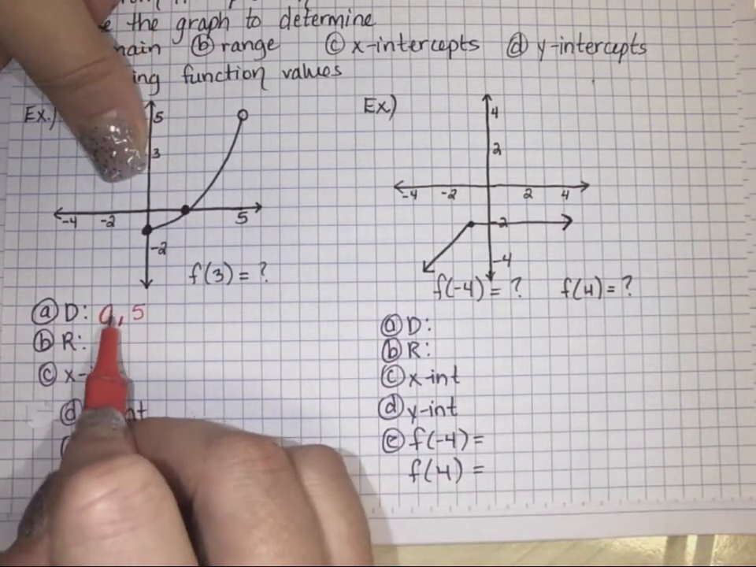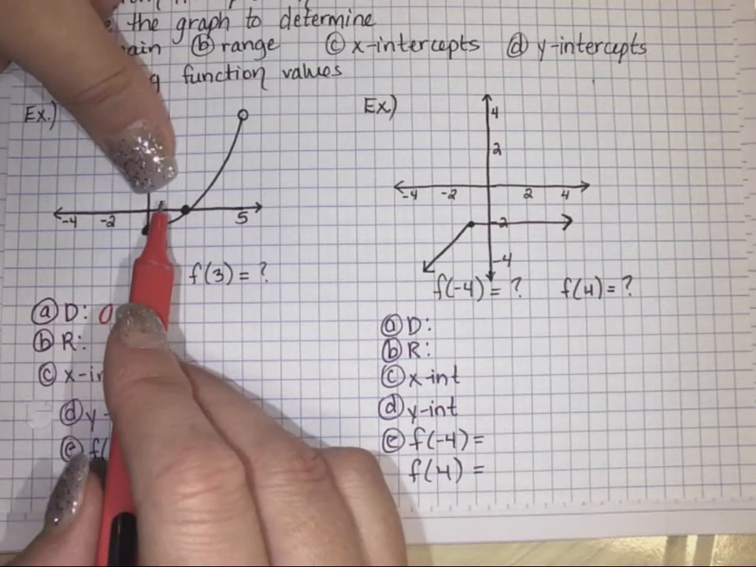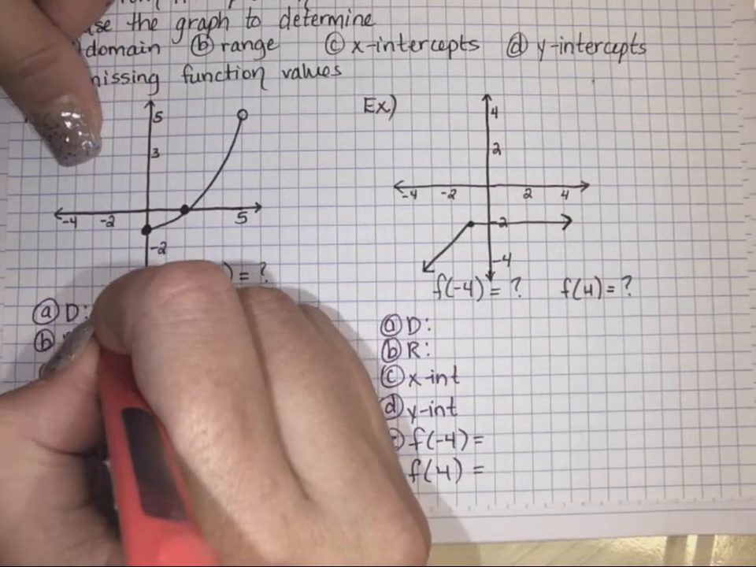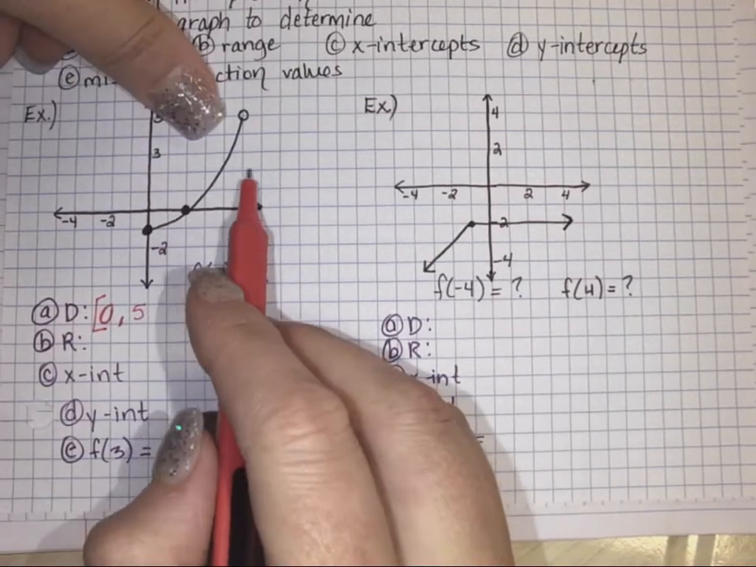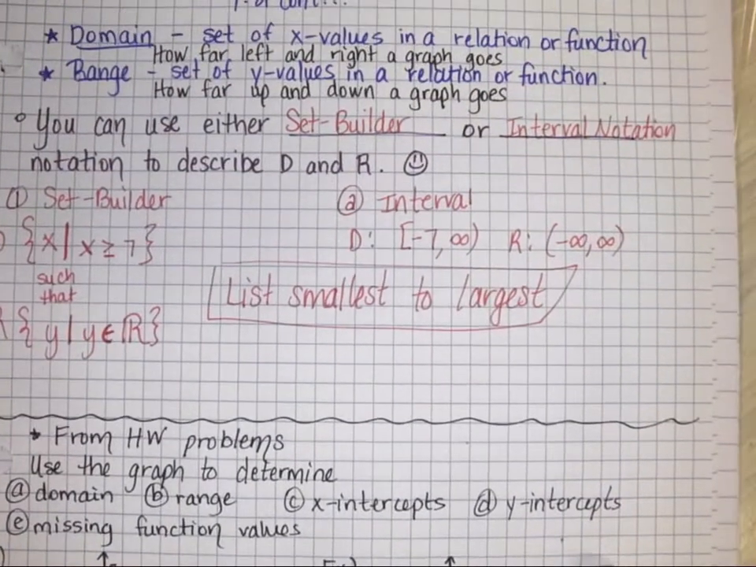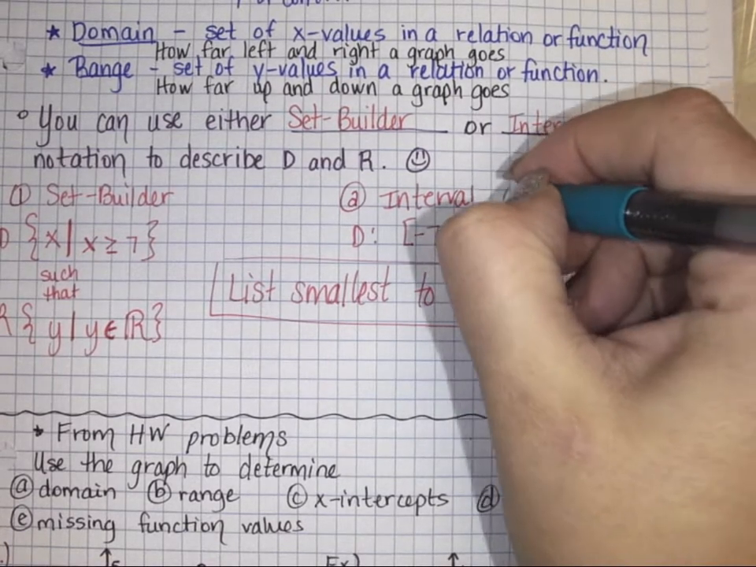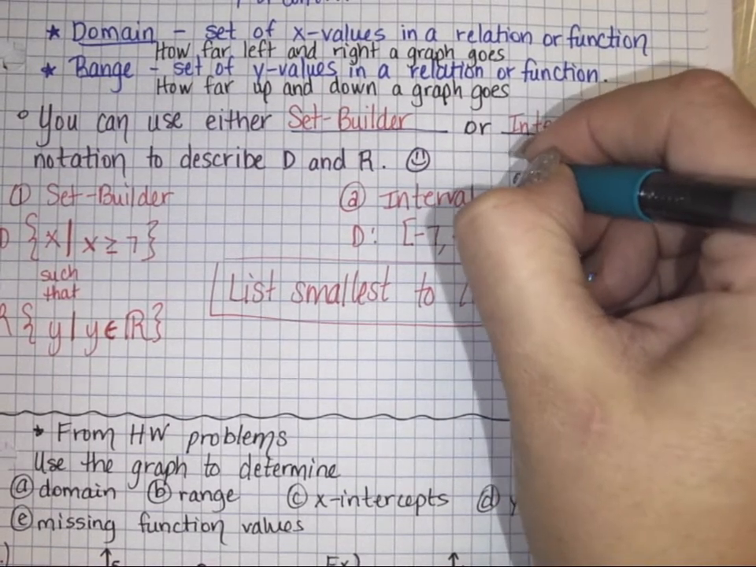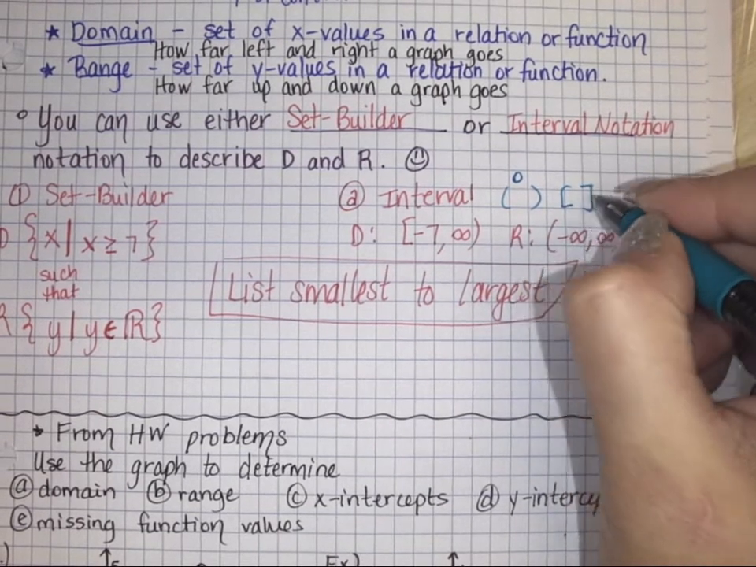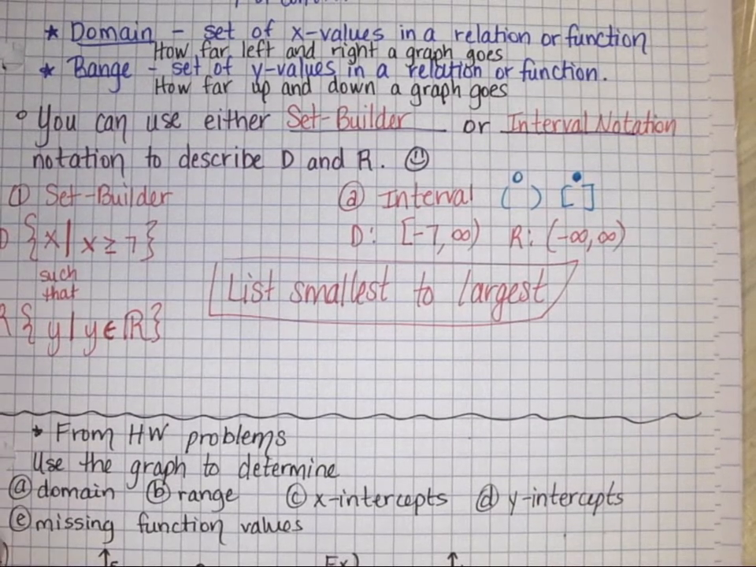You need to figure out, do you put parentheses or a bracket around 0? Well, notice here, 0 is filled in. So I'm going to put a bracket. Notice it goes to the right to 5. 5's an open hole, so I'll put a parenthesis. So you definitely need to make a note. That's just for interval notation. So interval notation uses parentheses with open holes and brackets with closed in. Do you remember the first part of Algebra 2 Trig last year when we learned interval notation?